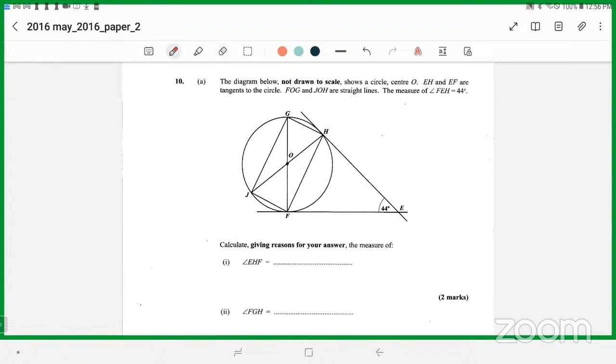All right. So let's continue. It gives us this angle down in here between the two tangents is 44. All right. It says calculate, giving a reason for your answer, the measure of angle EHF. Where is that now? EHF.